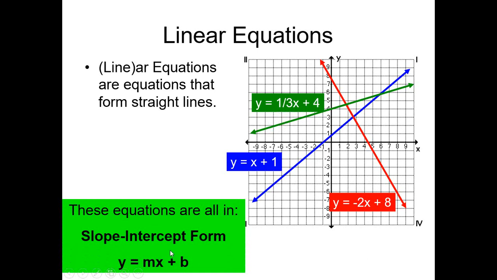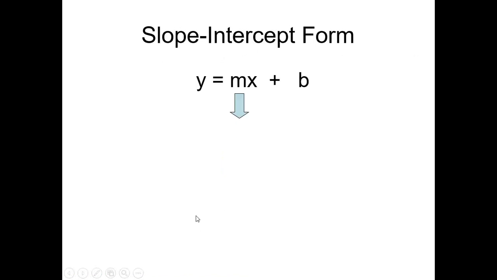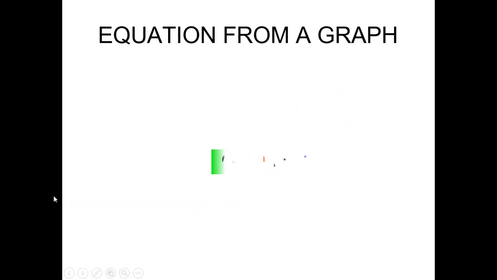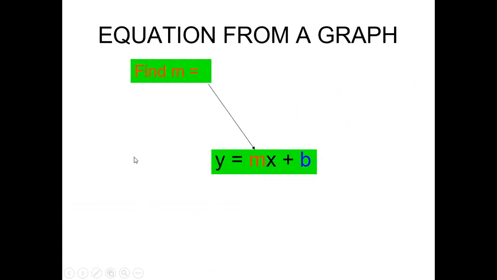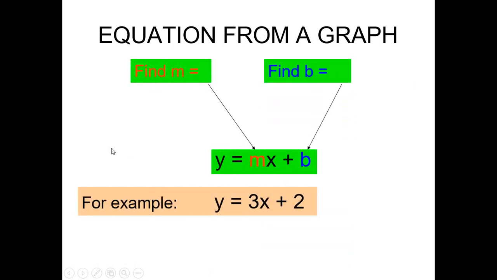So slope-intercept form. Basically, the m is slope, the b is the y-intercept, and you could derive an equation if you had the m and the b. Very simplistic. Y equals 3x plus 2. 3 is the slope, 2 is the y-intercept.